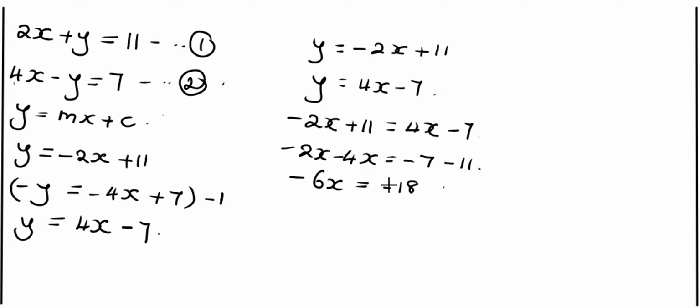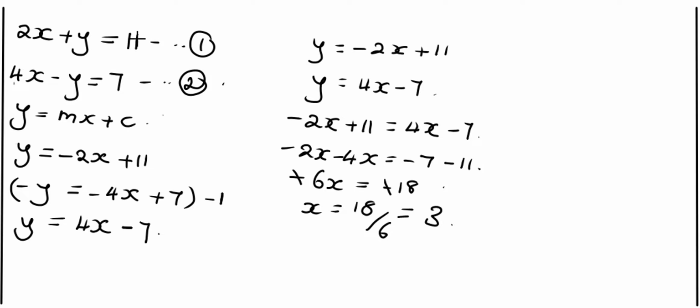We have a negative here and a negative here, we can cancel them. So now it becomes 6x is equals to 18. So x is equals to 18 divided by 6, which is 3. So now x is 3, but we need y too.